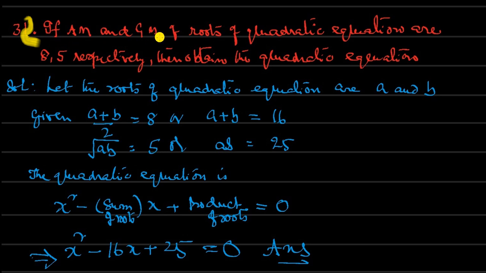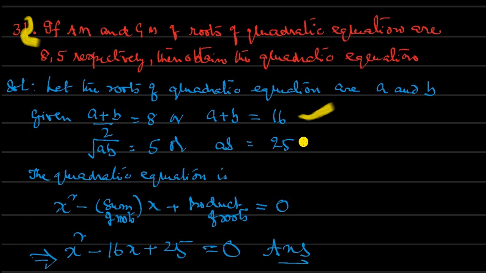If AM and GM of roots of a quadratic equation are 8 and 5 respectively, then obtain the quadratic equation. We can get our quadratic equation when we know the sum of the roots and product of the roots. Here it is given that AM of the roots is 8, GM of the roots is 5. AM means (a plus b) by 2 is 8, a plus b is 16. Sum of the roots is 16. Root ab is GM and it is equal to 5 given.